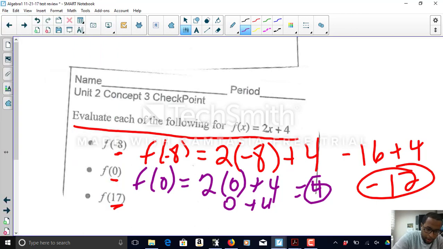And my answer is going to be 38. Okay, so for this question, you can plug it in the calculator. You can replace the x with the number inside.